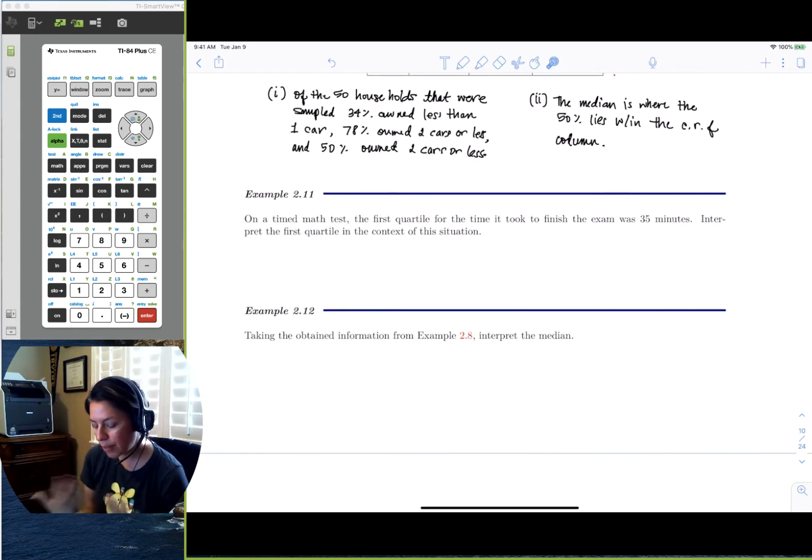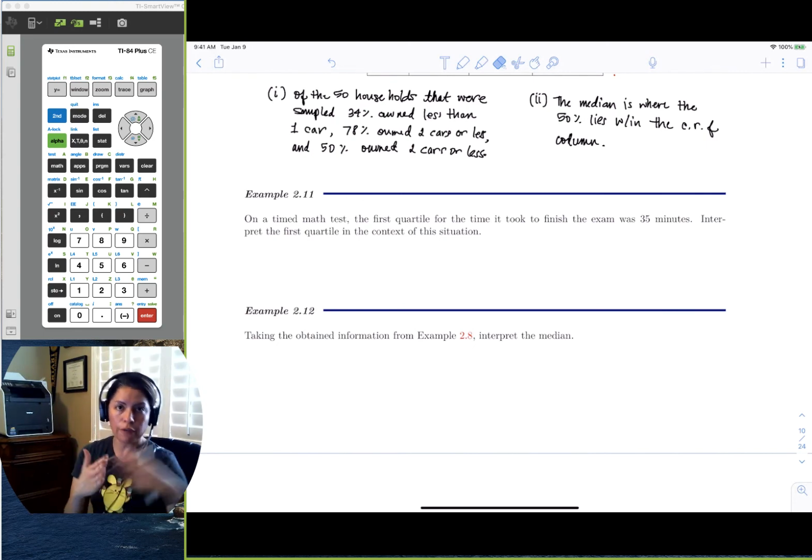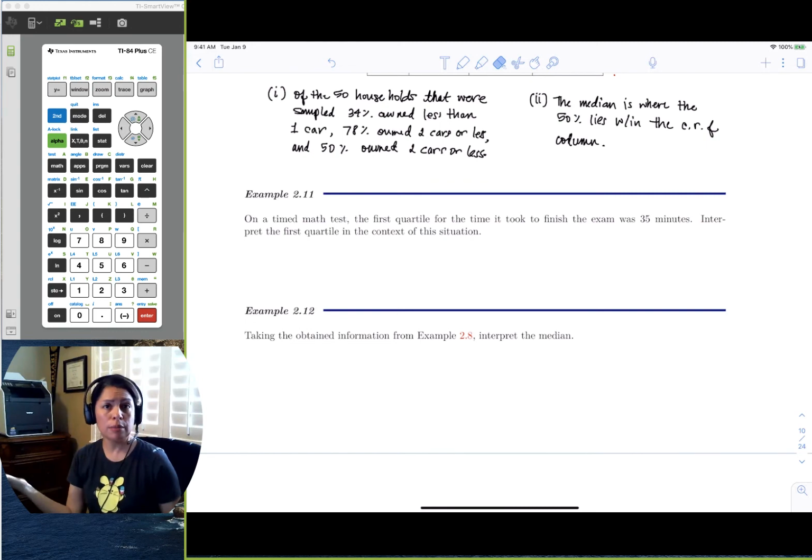On a timed math test, the first quartile for the time it took to finish the exam was 35 minutes. Let's interpret this first quartile in the context of the situation. Well, you're like, okay, it's 35, 35% is below it, and 65% is above it. And we don't write that though. In statistics, we're trying to come up with meaningful conclusions, and they don't mean anything to anyone unless we write it in a way we can have a conversation about it. So let's have a conversation of how long it took someone to finish this exam.